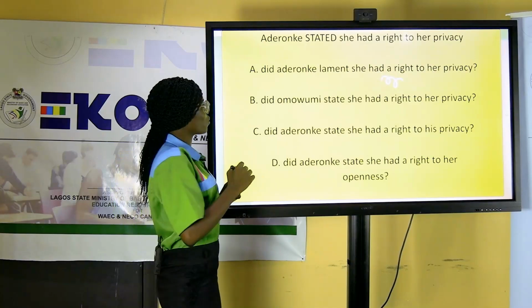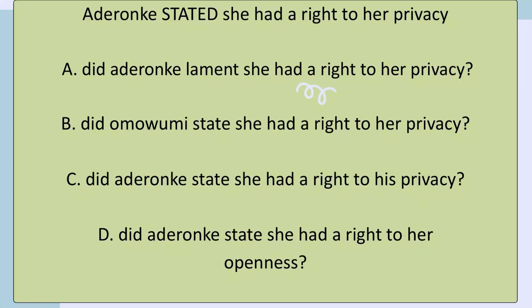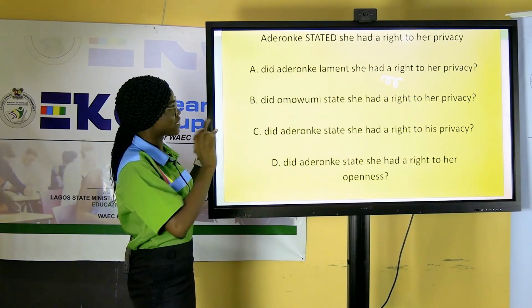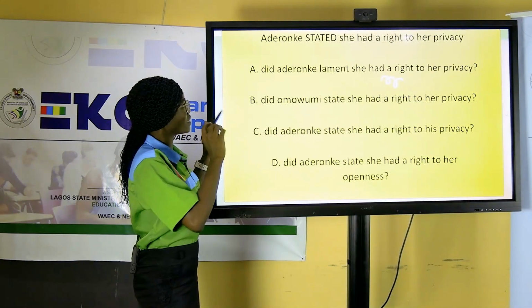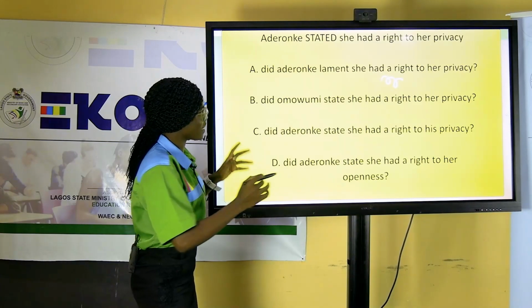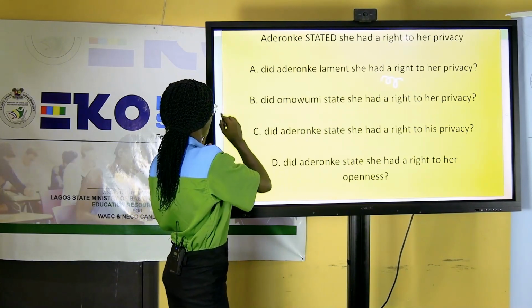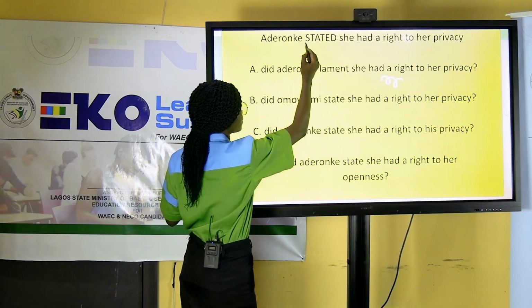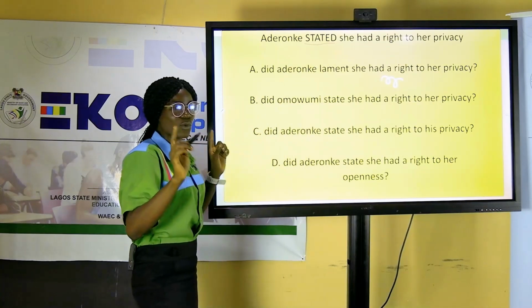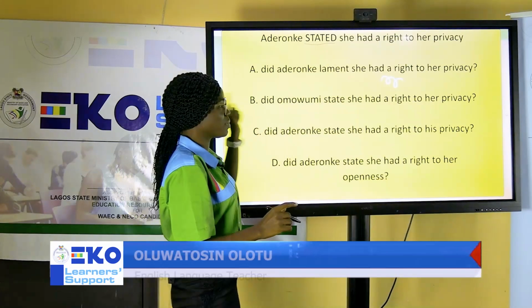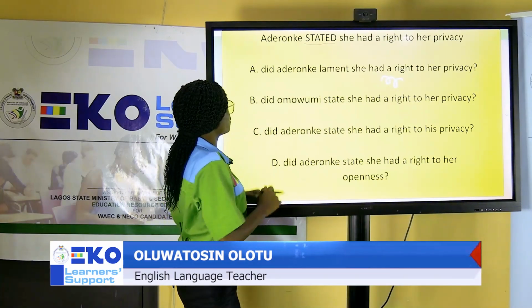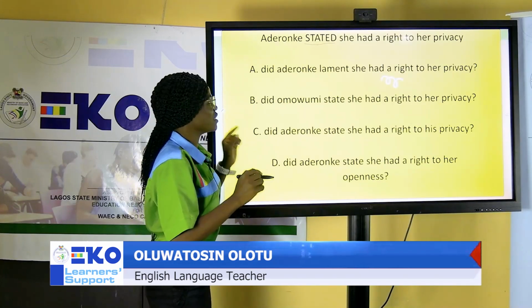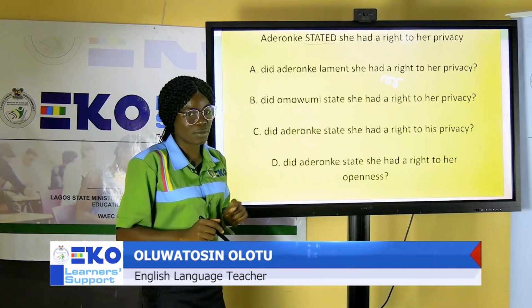Look at this second one. Aderonke STATED she had a right to her privacy. Aderonke stated, that is where the emphasis is. The emphasis is on what? Stated, and that is why it is written in capital letters. Stated is written in capital letters, which means the emphasis should be placed on that particular word. So, Aderonke stated she had a right to her privacy.